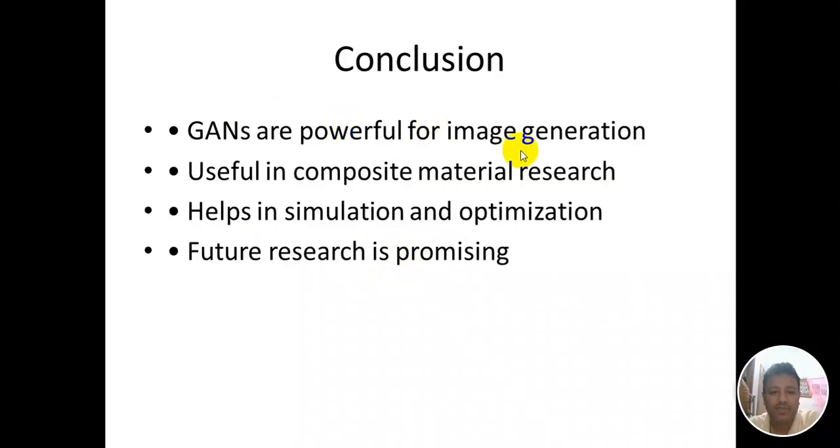Conclusion: what we have learned is that GANs are powerful for image generation. Using them you can make a lot of images useful for composite material research, because in traditional methods it is very hard to maintain the number of image generations or property analysis. They help simulation and optimization, and obviously future research is also possible.